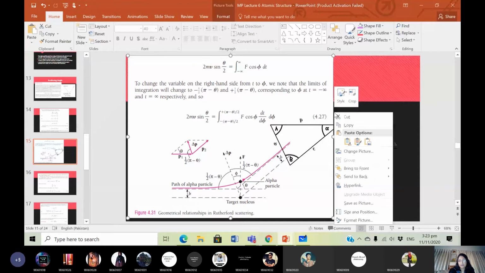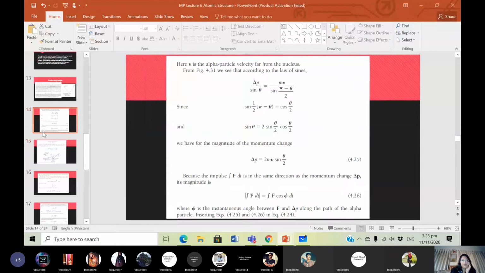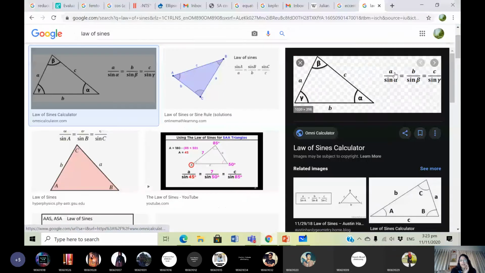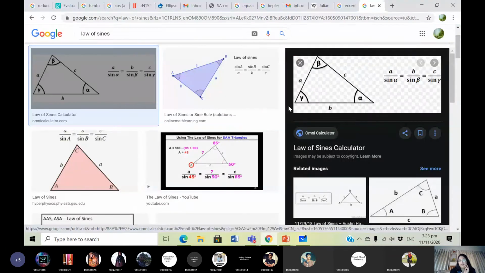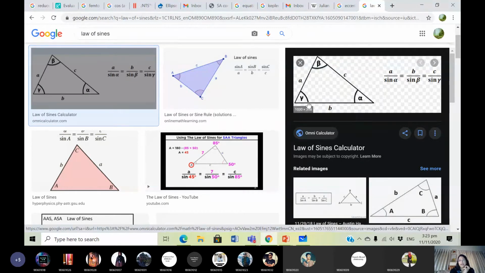I will just delete this. I think you all know this law of sines, ठीक है? So it's basically this law: A, this length, divided by sine of the angle it subtends at the center, the opposite angle, is equals to B, the length, divided by sine of the angle opposite to that length, is equals to C, this length, divided by sine of this angle.